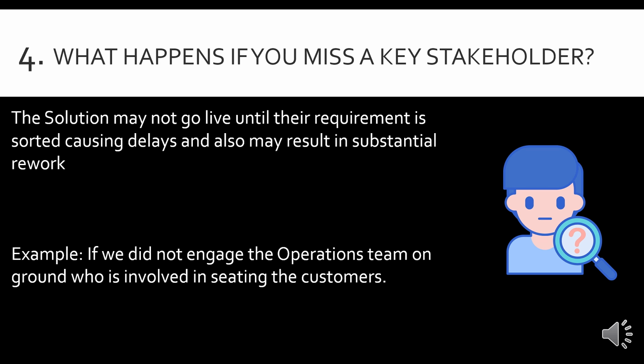Let us take an example from our case study. What if we did not engage the operations team on the ground who is involved in seating of the customers? Their requirement could have been to have a screen which shows the list of reservations for the given day and the allocated table numbers. In case this is not built, even though everything is ready from a customer perspective, we still cannot go live with the solution until this is built. This would result in developing the screen near to the go live, causing delays and rework. Hence, it is very important to identify all the impacted stakeholders at the beginning phase of the project.